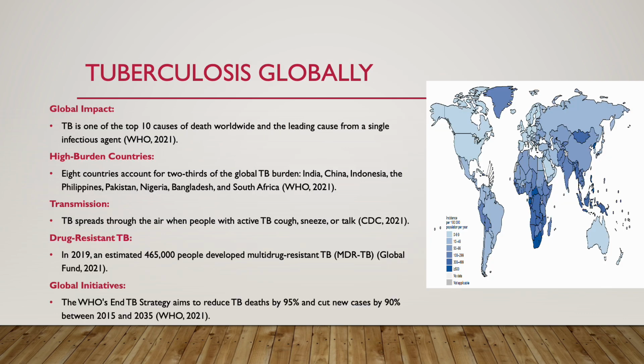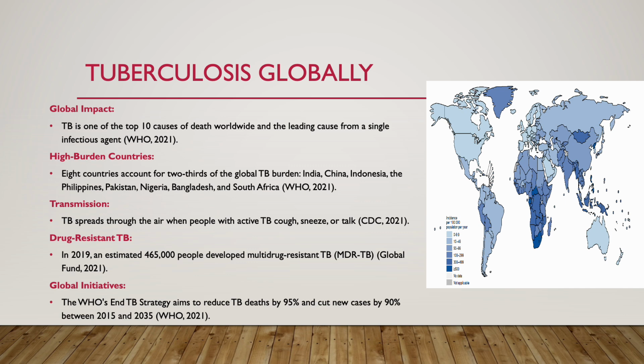Tuberculosis globally. Now, let's shift our focus to the global impact of tuberculosis. TB is one of the top 10 causes of death worldwide and is the leading cause from a single infectious agent. 8 countries account for 2/3 of the global TB burden: India, China, Indonesia, the Philippines, Pakistan, Nigeria, Bangladesh, and South Africa, WHO 2021.